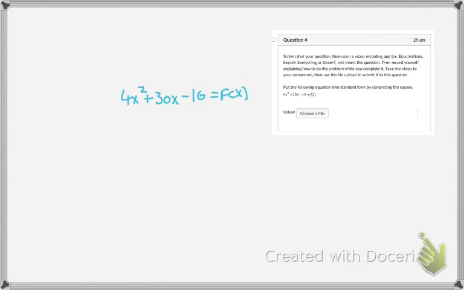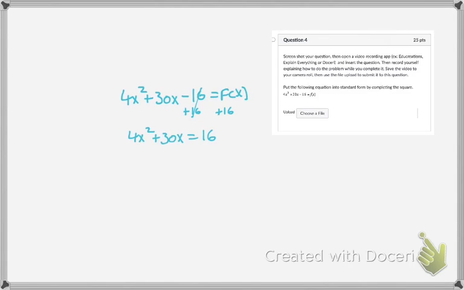Okay, so first thing we have to do is move the 16 over to the other side. So plus 16. Okay, cancels out, gets to the other side: 4x squared plus 30x equals 16.